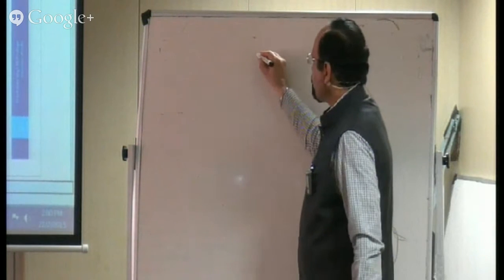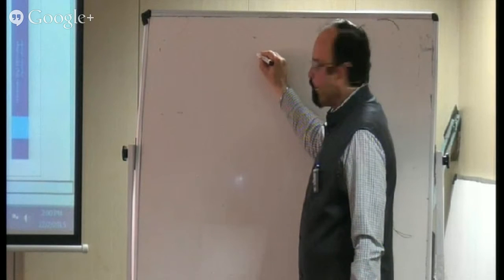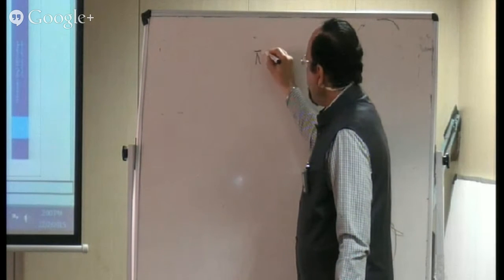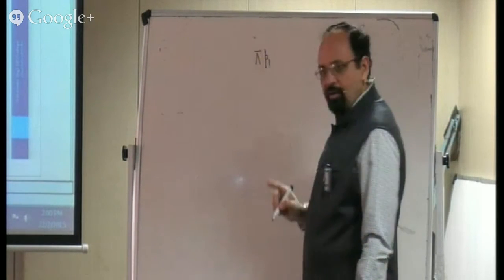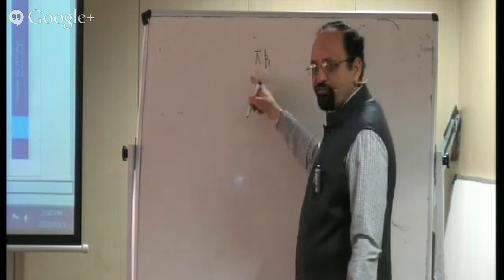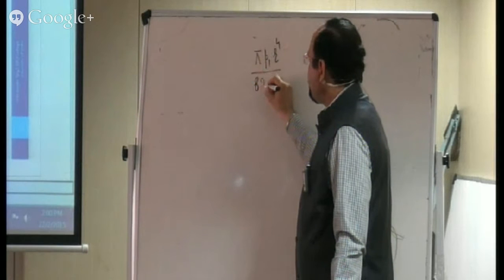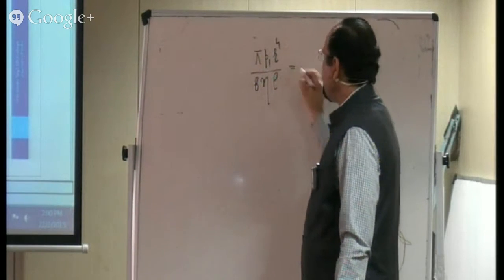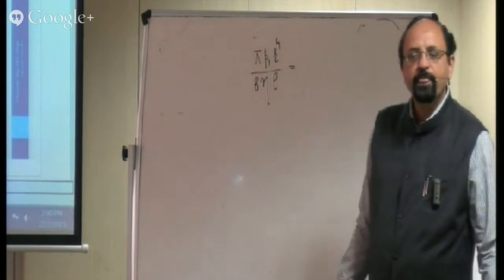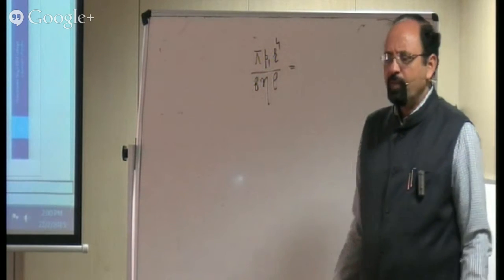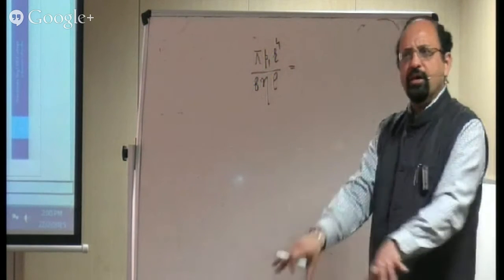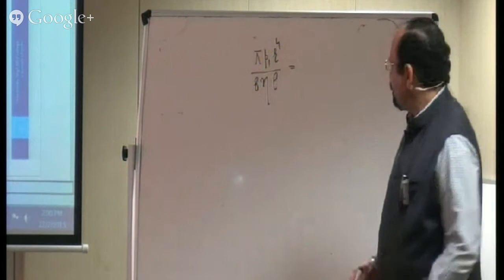The first one, I'm writing Q directly. That was pi P1 R^4 divided by 8 eta L. Agreed? That's the relation. Don't write the relation exactly. You put it in the final situation which we need.